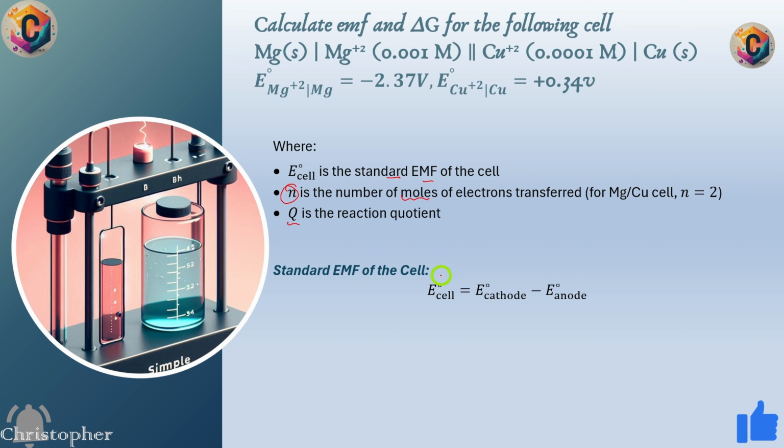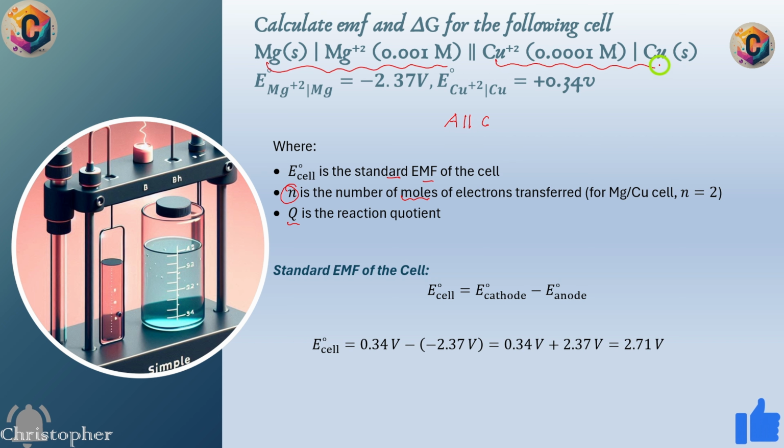How to find out E naught cell? So formula is E naught cathode minus E naught anode. You need to first know what is anode, what is cathode. What is given? Cell representation is given. It is of this form: anode, salt bridge, cathode. So here, left hand side I have anode, right hand side I have cathode. In short, you can remember this as ABC. A refers anode, B refers salt bridge, C refers cathode.